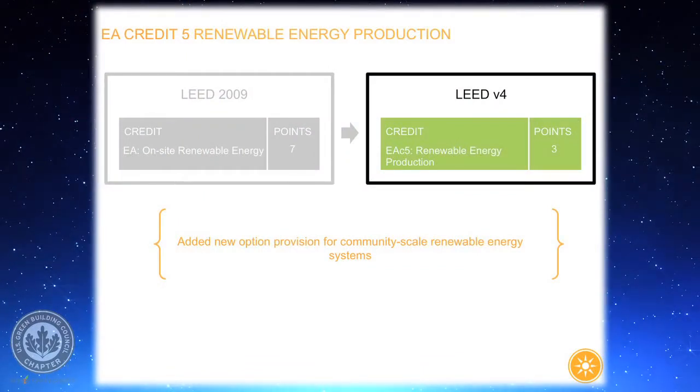So we've been seeing a number of utilities around the country making these programs available. Many have been working with us and signing on to our demand response partnership program. So we do expect to see a lot more action in this arena in the coming months and years. Here for renewable energy production, we've adjusted the points here and then added a new option for community scale renewable energy systems. So in addition to being able to take credit for just what's available on your site for generated energy, if you are part of a community generated energy system, you can claim that as well.